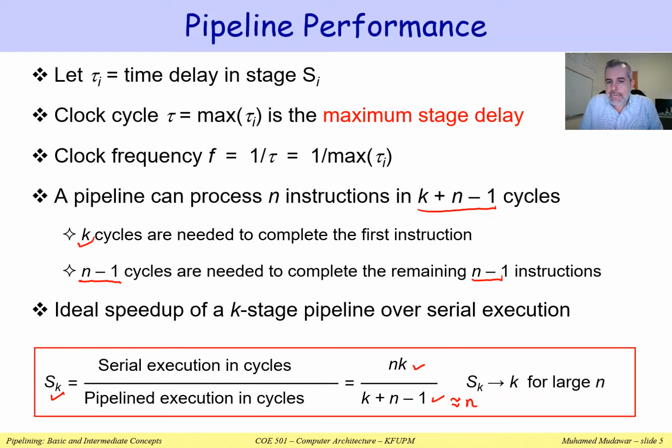So when you divide nk by n, you will get k. So for large n, the speedup is equal to k, which is the number of stages in the pipeline. And this is expected because we have k stages, and these k stages operate in parallel. So we expect the speedup to be equal to k, the number of stages in the pipeline.